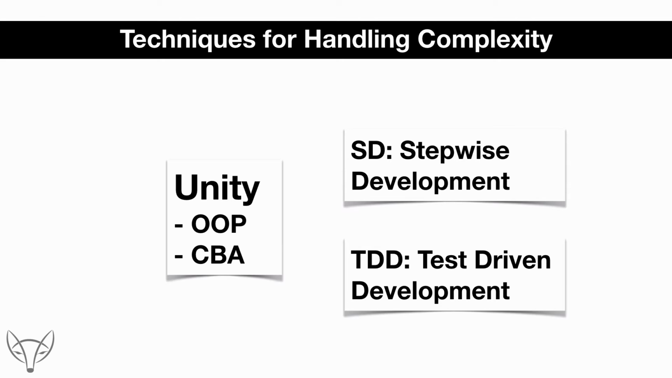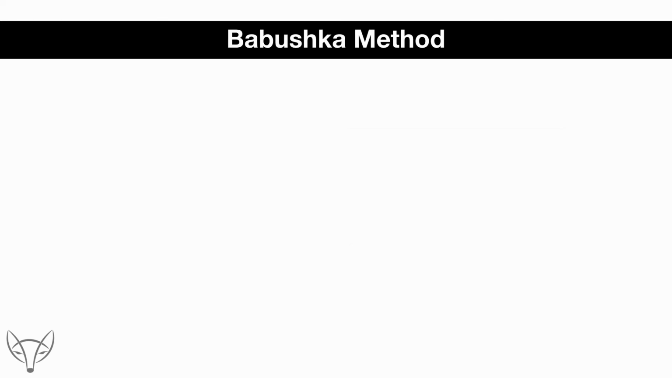In summary, these 4 techniques, OOP, CBA, ST and TDD, are what I use when I develop games in Unity. Let's take a closer look at my method. When I started to develop games in Unity as an indie, I noticed that I used certain patterns. After a while, I thought that it could be a good idea to formalize the patterns into a method and give it a name. I called it the Babushka method for 2 reasons.